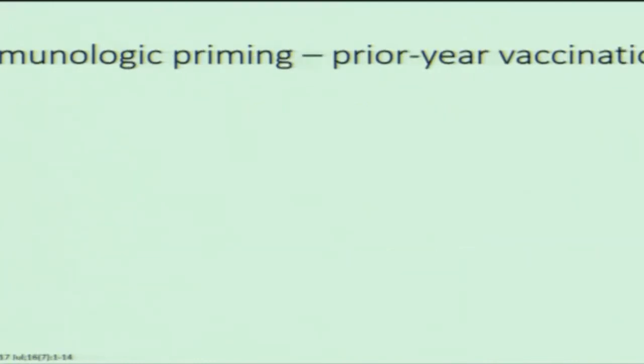So I'm going to turn now to this concept of immunologic priming. So this is a concept where basically, what influenza viruses you have been exposed to before in your life, or influenza vaccines you've been exposed to before in your life, could have an impact on how you respond to influenza vaccine now. So let's start by talking about prior year vaccination.